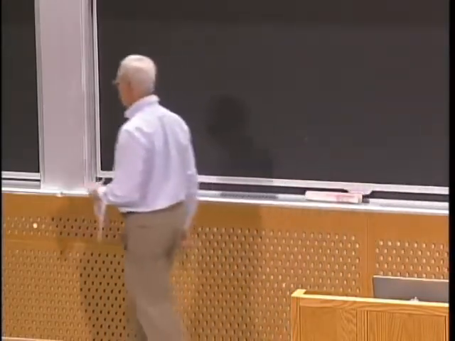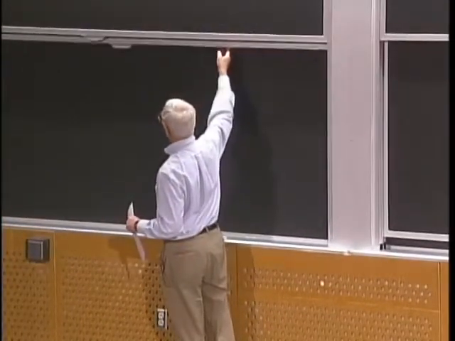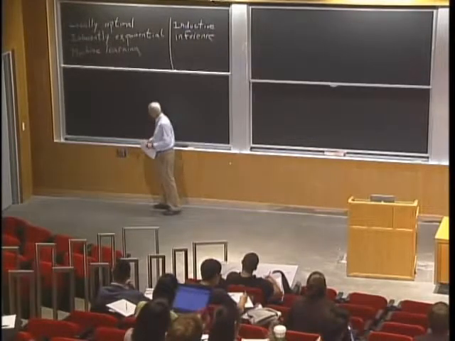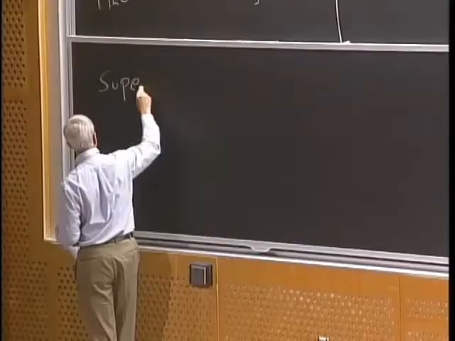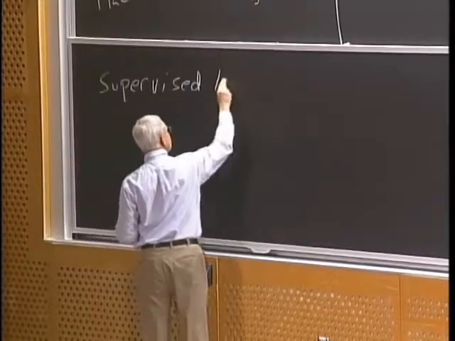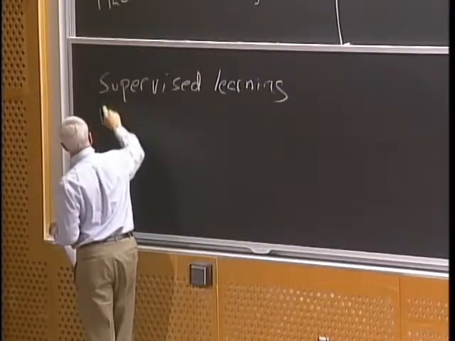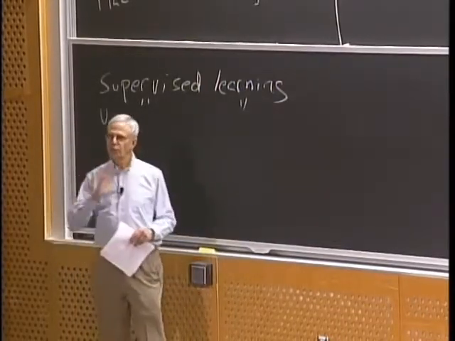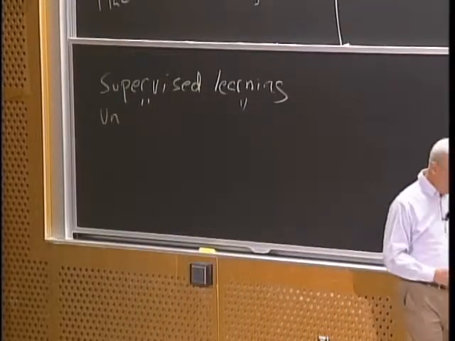There are, roughly speaking, two distinctive approaches to machine learning, called supervised learning and unsupervised learning. Let's first talk about supervised learning. It's a little easier to appreciate how it might work.